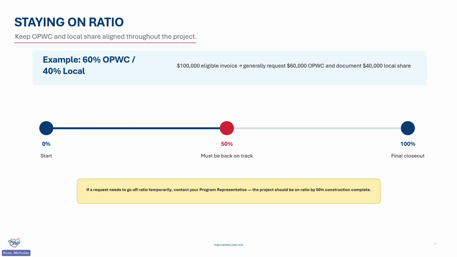The important benchmark is that a project should generally be back on ratio by 50% construction complete, and the required local contribution must be met before the final closeout. That is, we have to be on ratio by the time the project closes out. For direct payments, there's another piece outside WorksWise that has to be ready, and that is the state's vendor payment system.